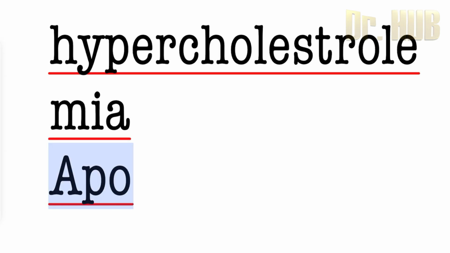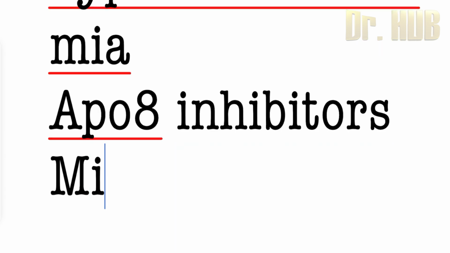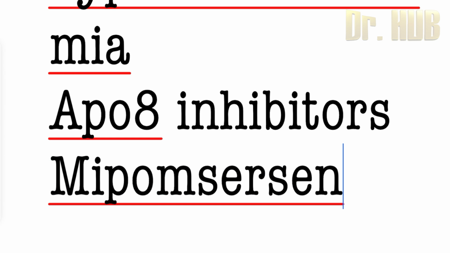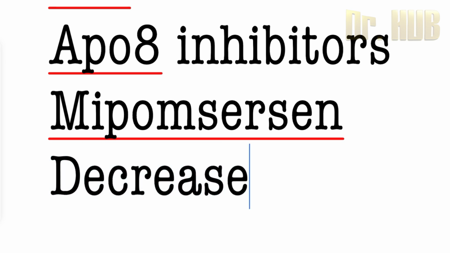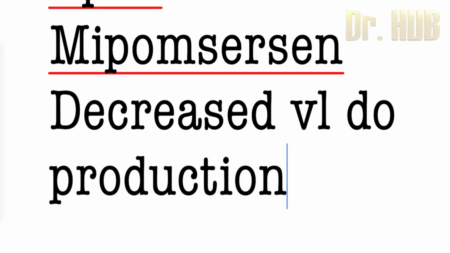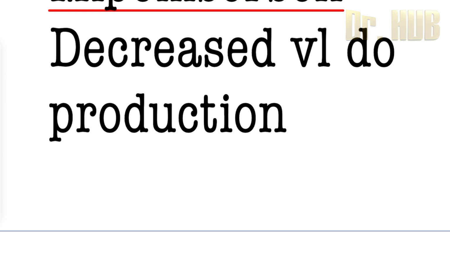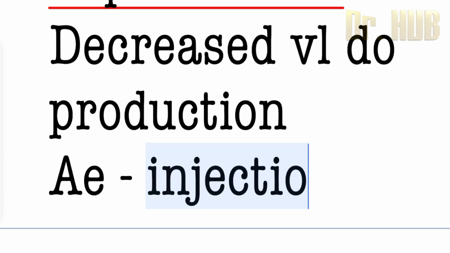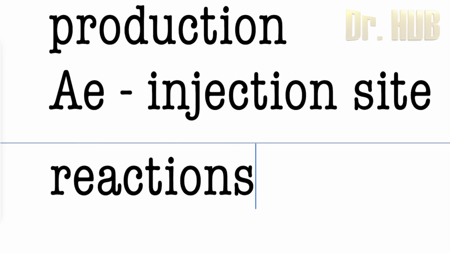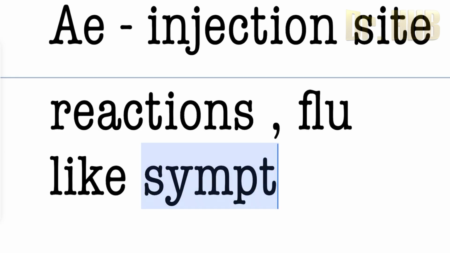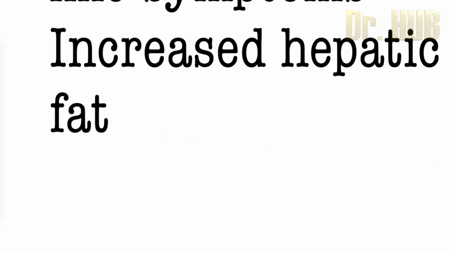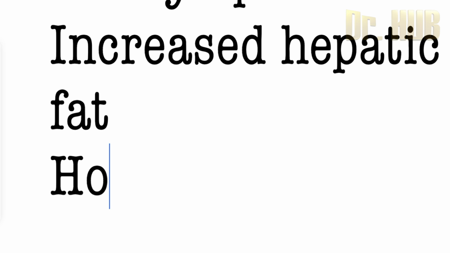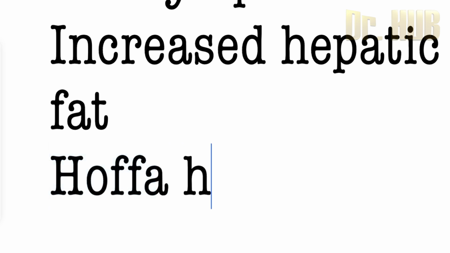Then moving on to the ApoB inhibitors, which is nothing but mipomersen. What are the findings here? The mechanism is decreased VLDL production. And what about the adverse effects? The adverse effects are injection site reactions, flu-like symptoms as well as increased hepatic fat. What about the indications? It is used in case of HoFH, that is homozygous familial hypercholesterolemia.